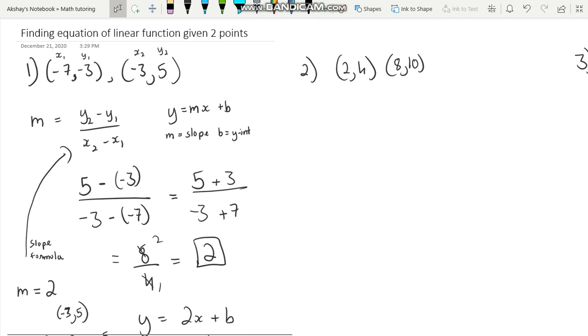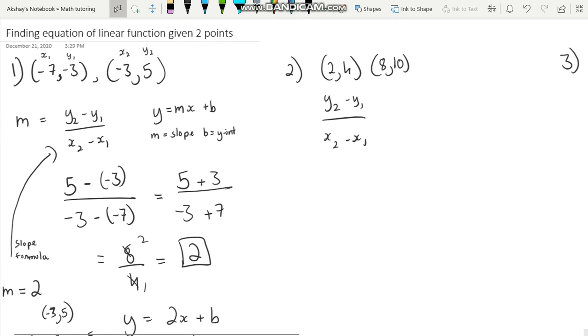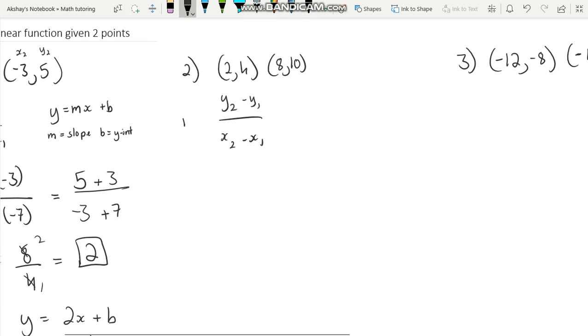Perfect. Now moving to my second example, feel free to pause the video whenever you want and try these on your own, and you can come back for the answer. So again, I use my formula y2 minus y1 over x2 minus x1. So this is me finding my slope. Of course, I want it in the form of y is equal to mx plus b for my linear function.